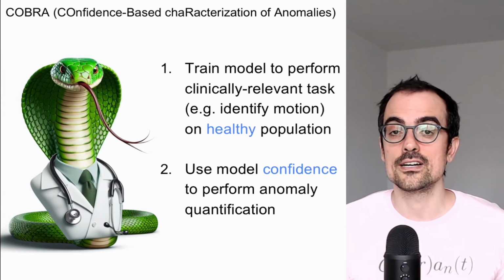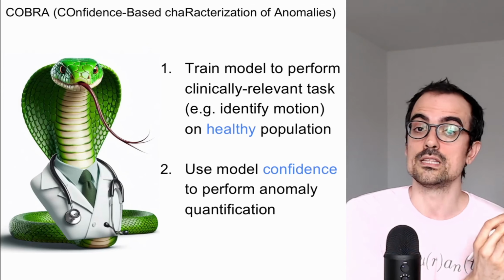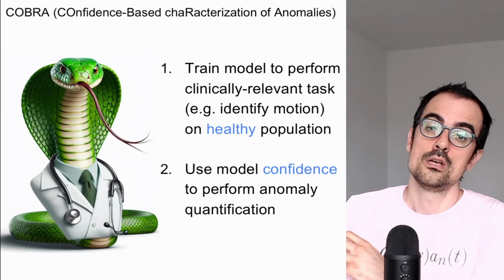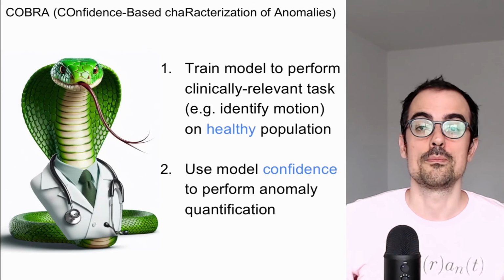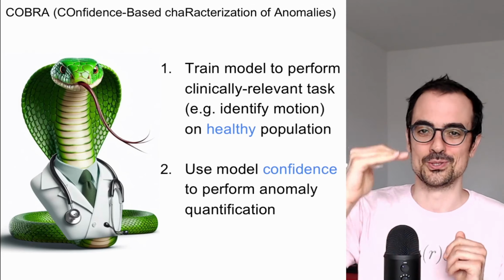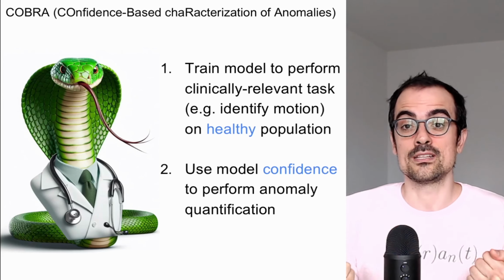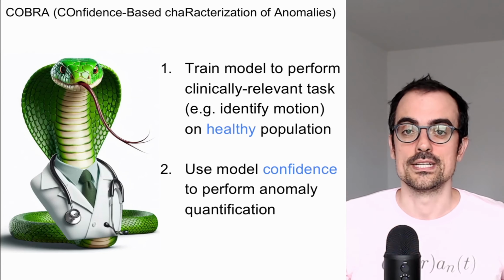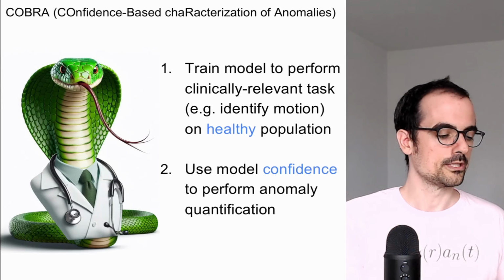The idea here is that if the model is trained on the healthy population, for example, to identify motion, when it encounters abnormal motion because the patients are impaired, then its confidence is going to drop. Its confidence is going to drop. And we can exploit that to quantify to what extent the motion is abnormal. We're going to see this in much more detail in a moment.